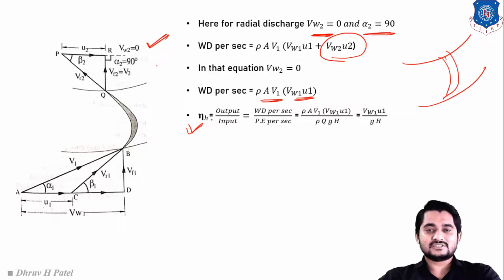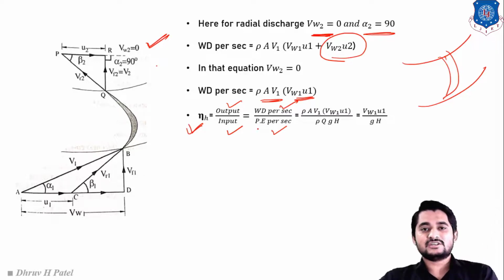Now for the hydraulic efficiency, output by input. Our output will be work done per second and our input will be potential energy. Now for the Francis turbine, input will be potential energy because water is coming from some potential head, or some height. That means work done per second is rho a V1, Vw1 U1 and potential energy is rho Q g H. We also say this is water power. From the simplification, rho gets cancelled, and area into velocity means discharge. So at last we get Vw1 U1 over g H. Clear, students? That will be the hydraulic efficiency of the Francis turbine.